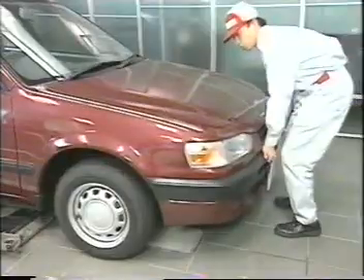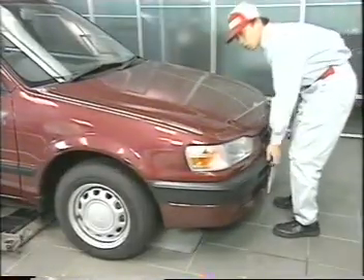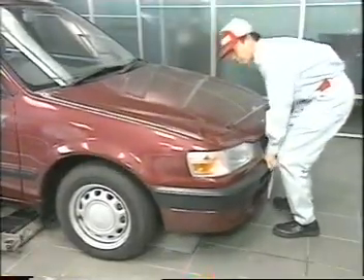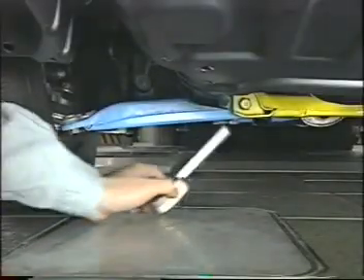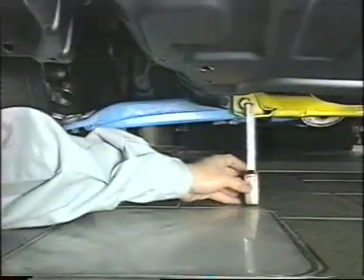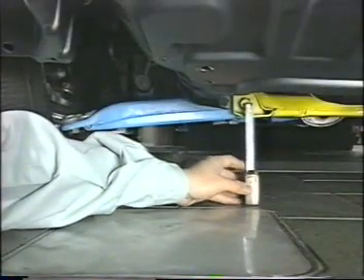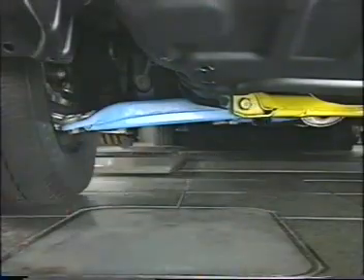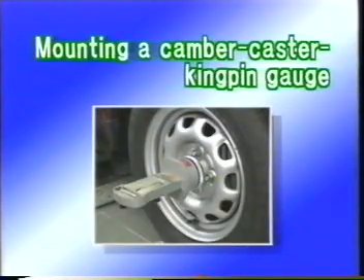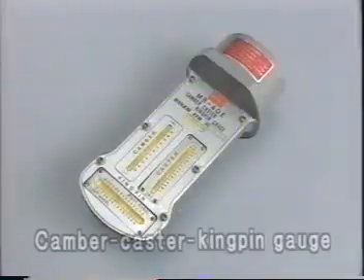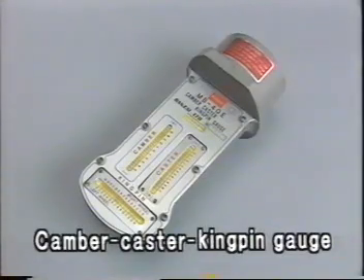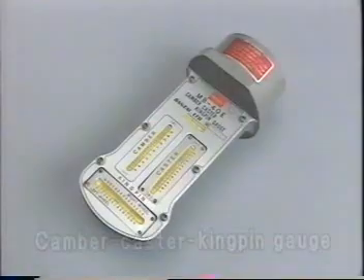Check that the shock absorbers function properly by performing the standard bounce test. Check the chassis to ground clearance and confirm that it is within specification. After finishing checking, camber, caster, and steering axis inclination are inspected. Various types of gauges are available, but here this camber caster kingpin gauge is used.